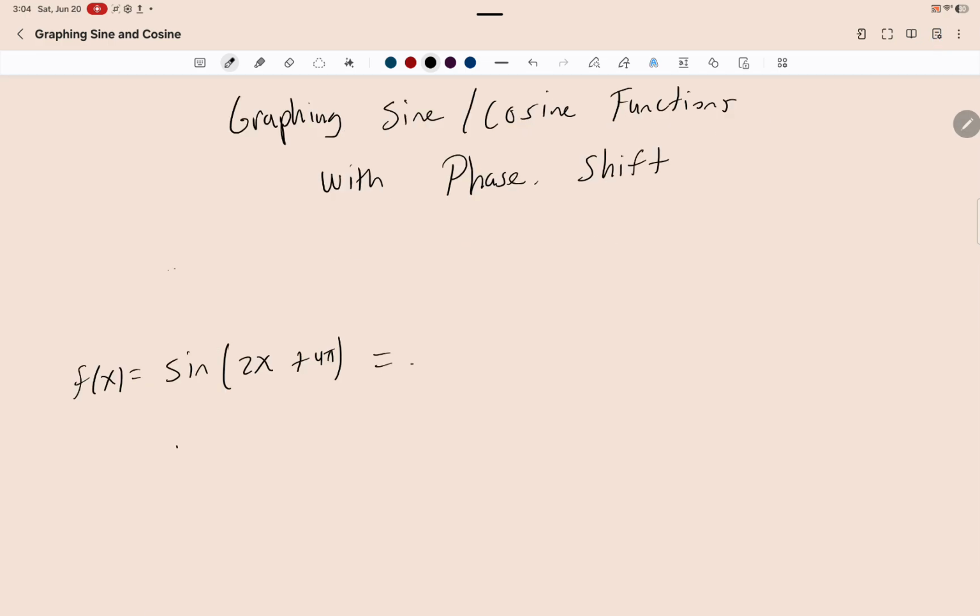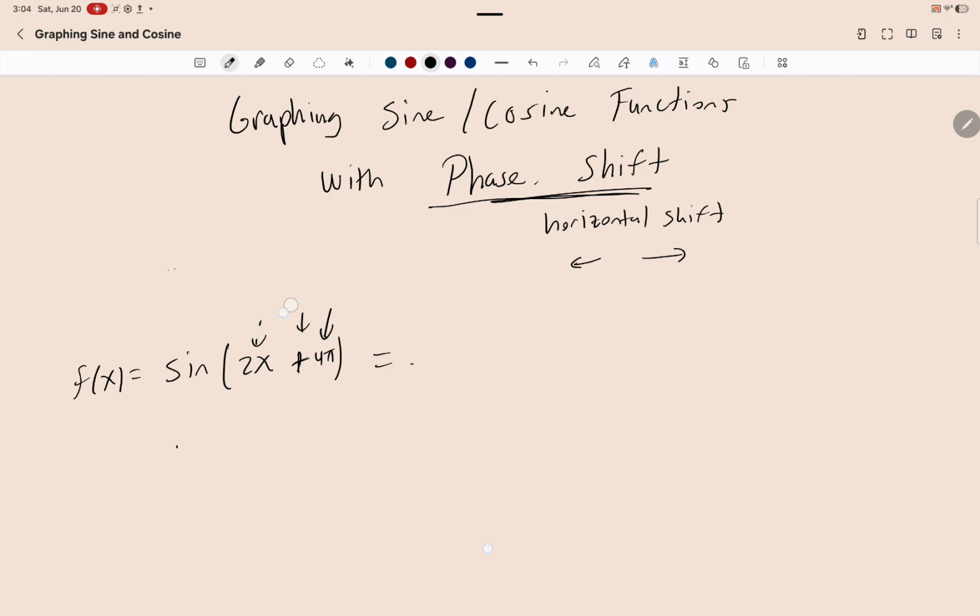Okay, so now we're going to move on to graphing sine and cosine functions with a phase shift. What that means is that instead of it just being 2x, we now have plus or minus something inside of the argument of the sine function. First of all, the phase shift is a horizontal shift. So it's going to move the sine graph to the left or the right, depending on this sign here.